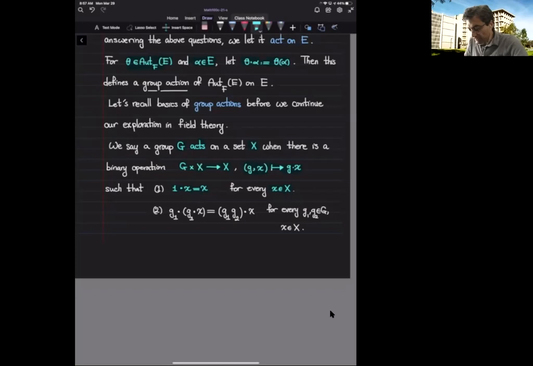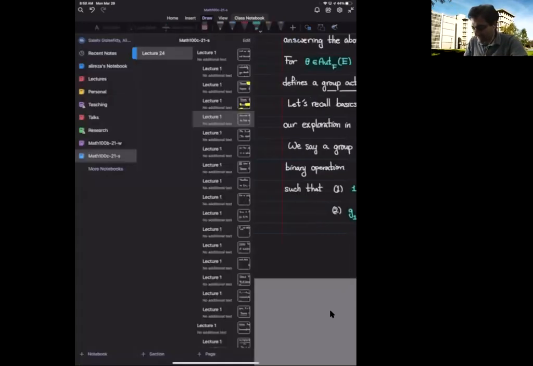And g1 dot (g2 dot x) should be the same as (g1 times g2) inside the group, dot x. This should be true for every g1, g2 inside the group, and every element x. So the best way of thinking about it is that I'm thinking about G as kind of symmetries of the set X, and I'm letting it act on the set X.